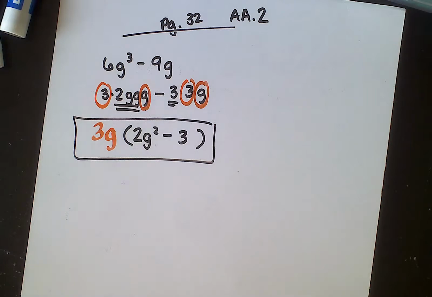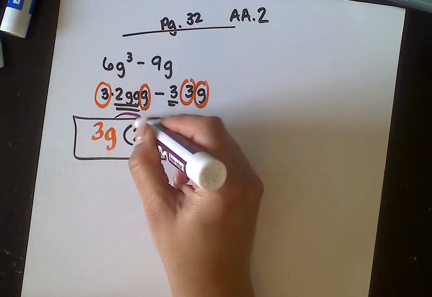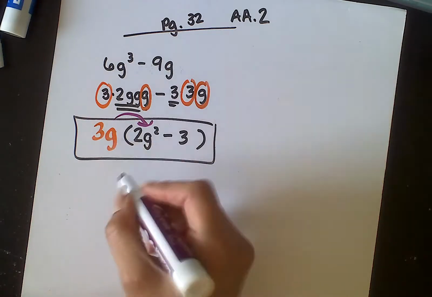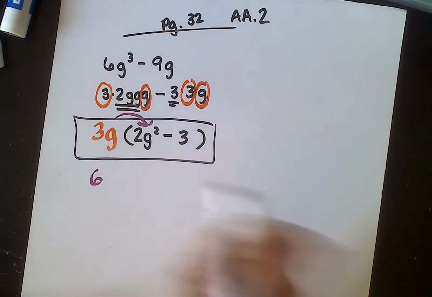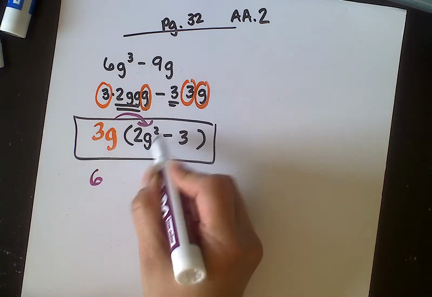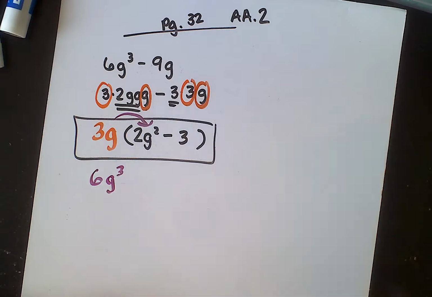Now, do I need to double check my answer? No, but you know what? Last time I made a mistake because, you know, I'm human. Let's go ahead and double check it just in case. So that's going to be 3 times 2 is 6, and g times g squared is g cubed.